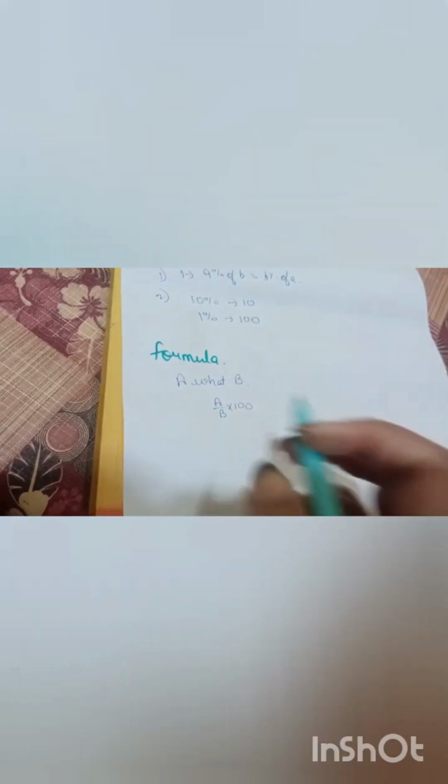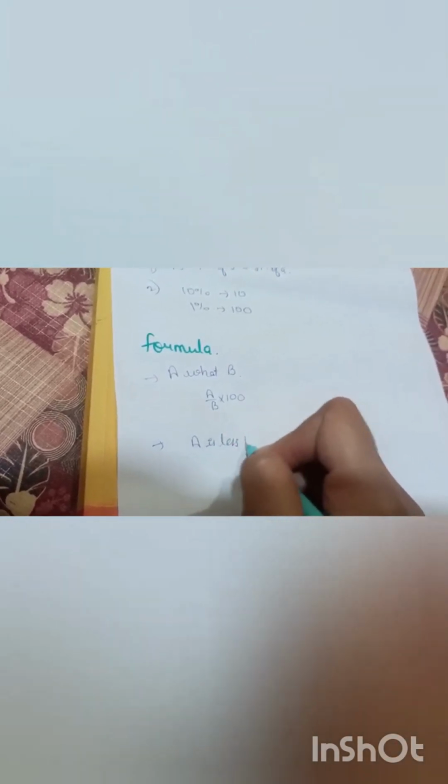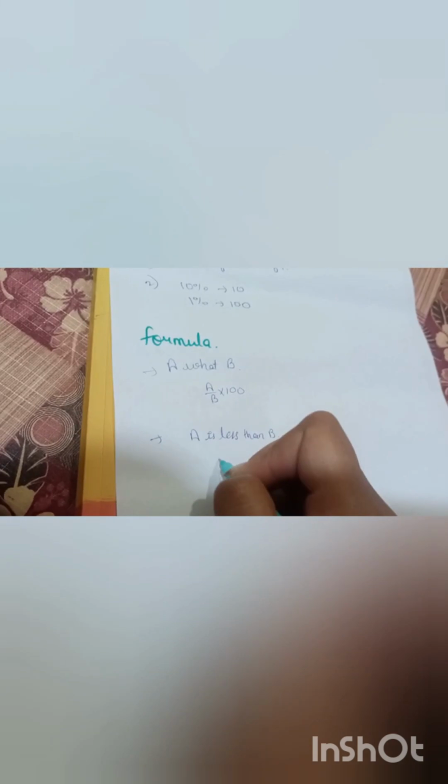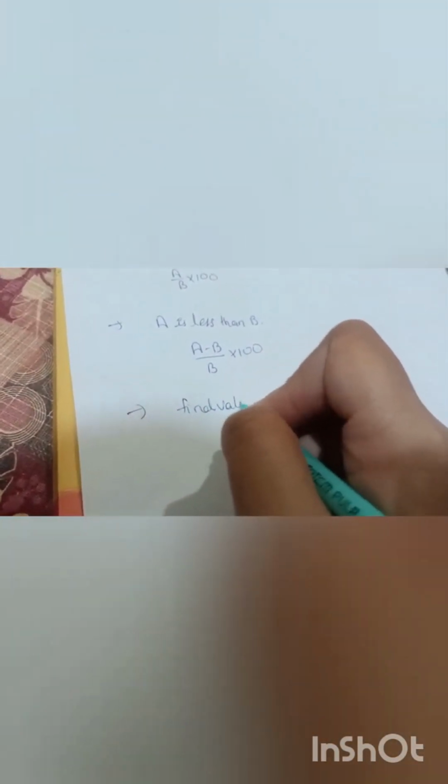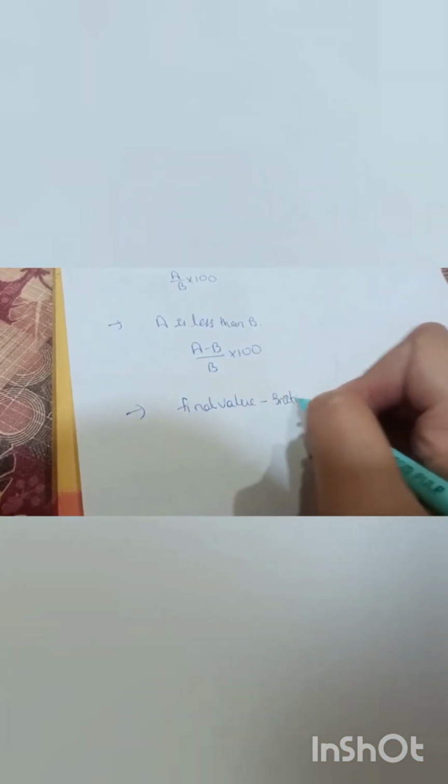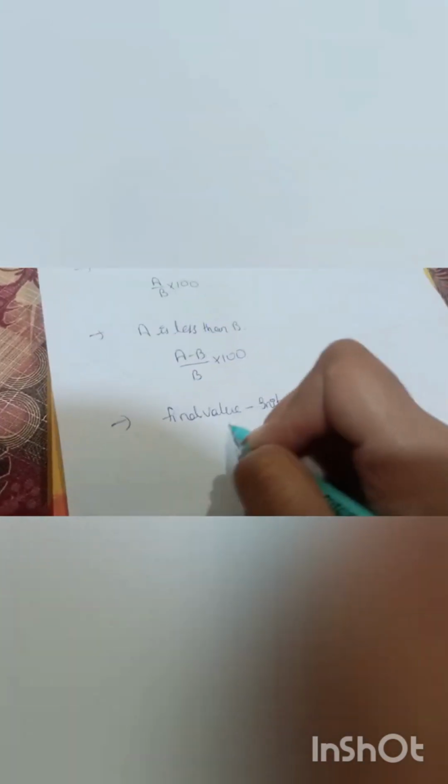Some important formulas. If we have to find A is what percentage of B, then you can do A upon B into 100. And if A is less than B, then it has to be A minus B upon B into 100. And there is one more formula: final value minus initial value upon initial value into 100.